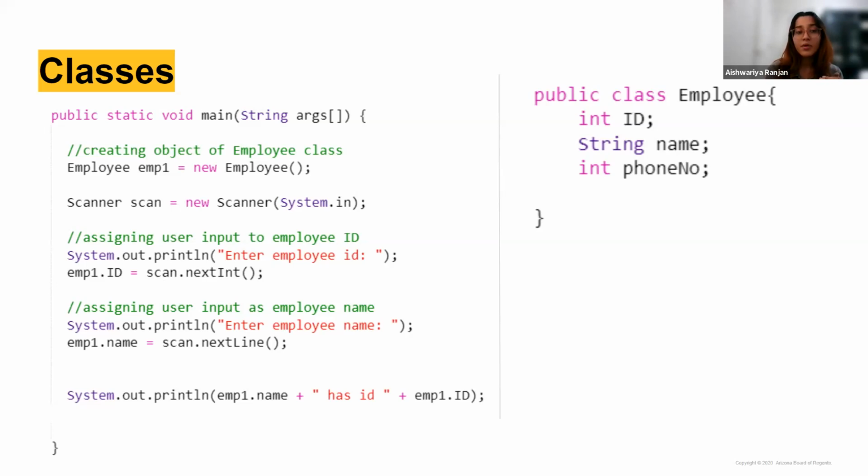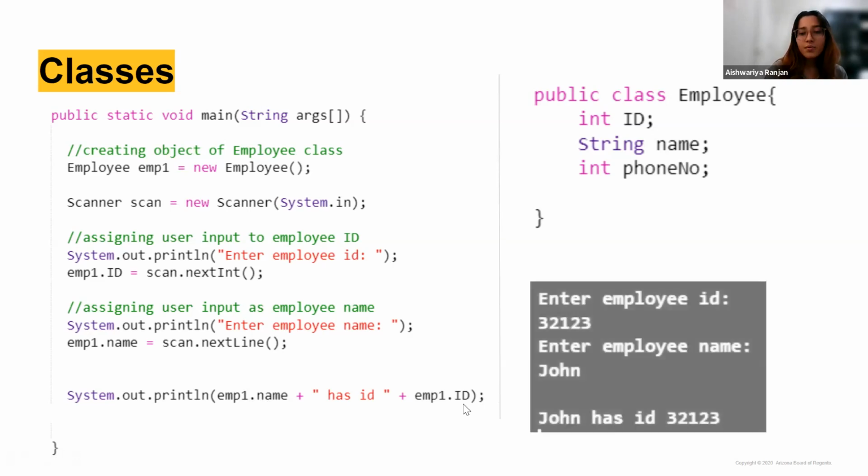So for that employee, all these three values, if I define them, they would be stored for that particular employee. Next, I'm entering the employee's name, and I'm similarly storing that in employee1.name, and whatever the user is entering will be saved in that. So that name and ID is stored specifically for employee1. If I want to print it out, I could just do employee1.name plus has ID employee1.id. So that input would be like this.